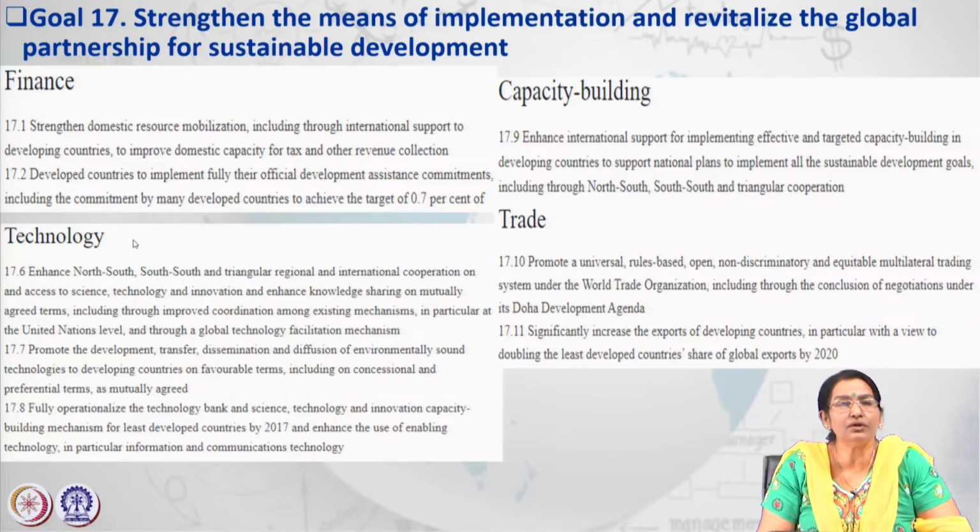Then technology also. In the case of technology, that means technological innovation, international cooperation with regard to science and technology, access to technology and innovation, and enhancing knowledge-sharing networks. So, all this is with regard to sharing technology and using technology for enhancing networking and partnership and achieving all the other SDGs, which is another domain.